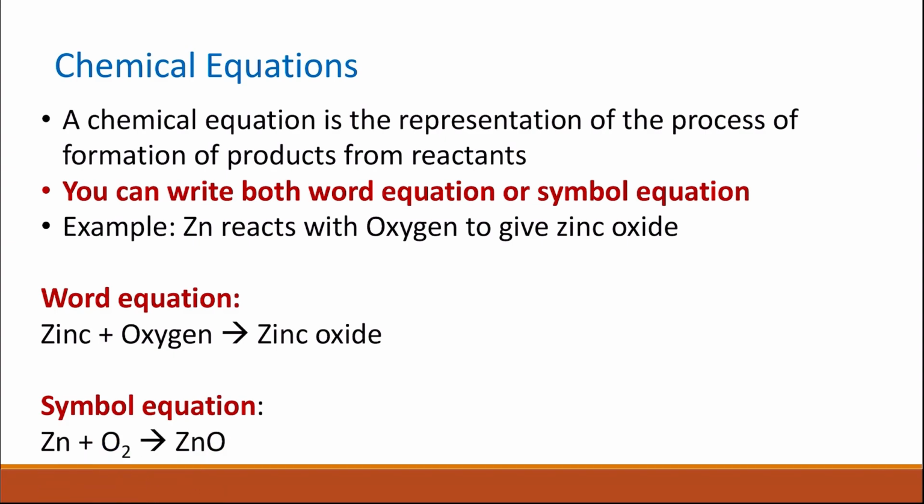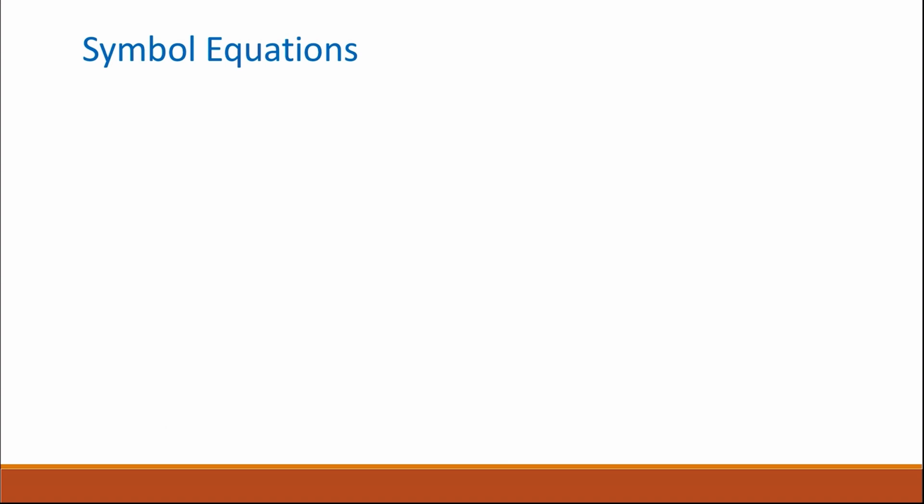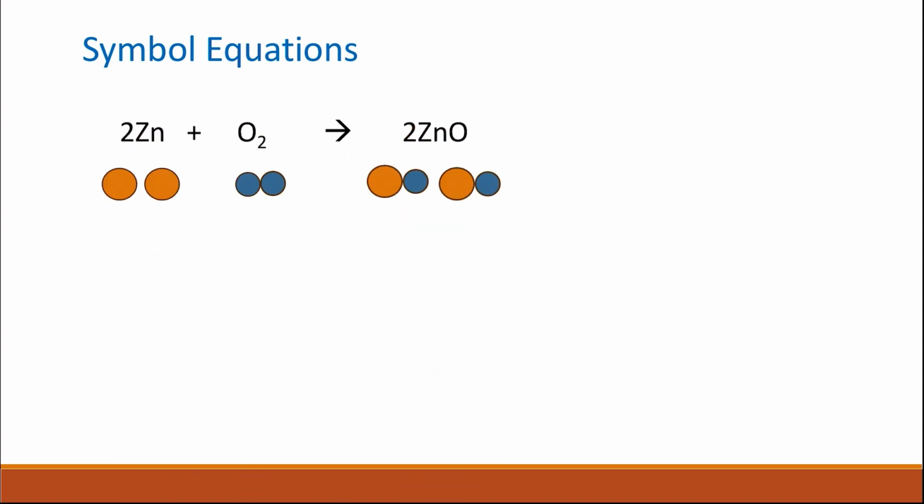equation where you put the symbols of both the zinc and the oxygen, and also for the product, which is zinc oxide. However, this equation needs to be balanced. It's not a balanced equation, and also we need to include the state symbols. So, a simple equation, for example, zinc plus oxygen gives you zinc oxide.